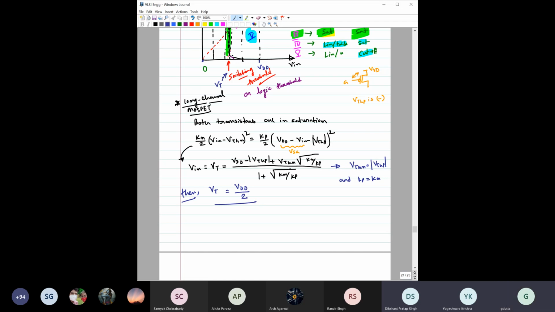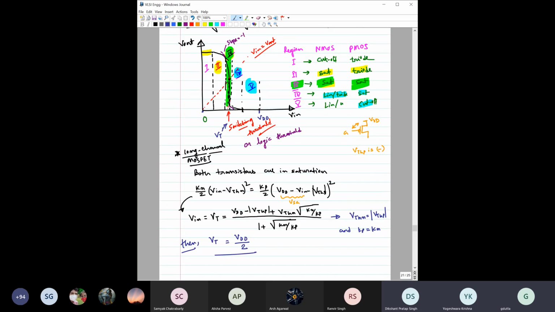And in most cases, this is what we need. In most cases, we generally prefer to keep the threshold voltage almost in the middle of VDD, so that we can get a symmetrical VTC. Then only the VTC will be symmetrical, and if you find the noise margin from here, it is also expected that the noise margin would be similar for these two cases. So I am writing here, if.